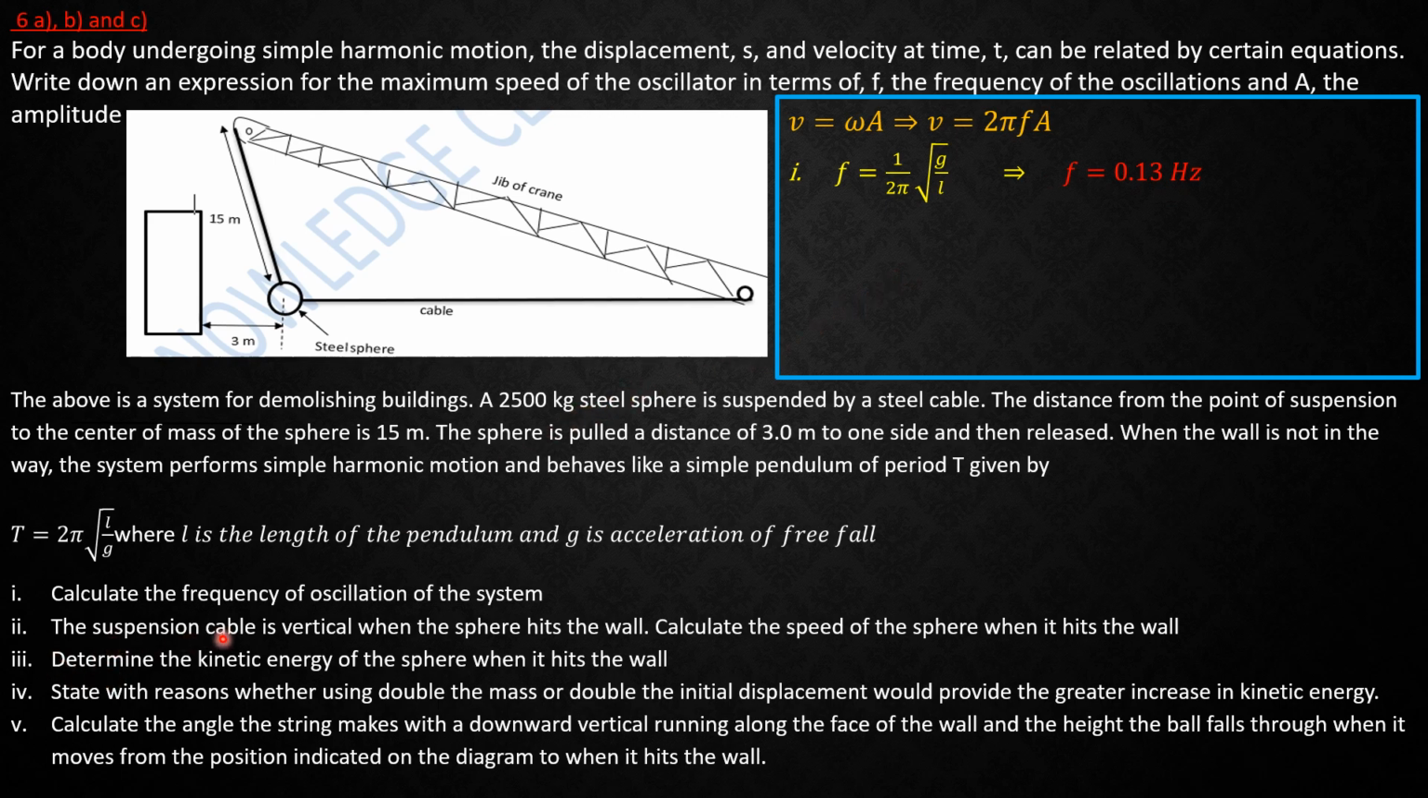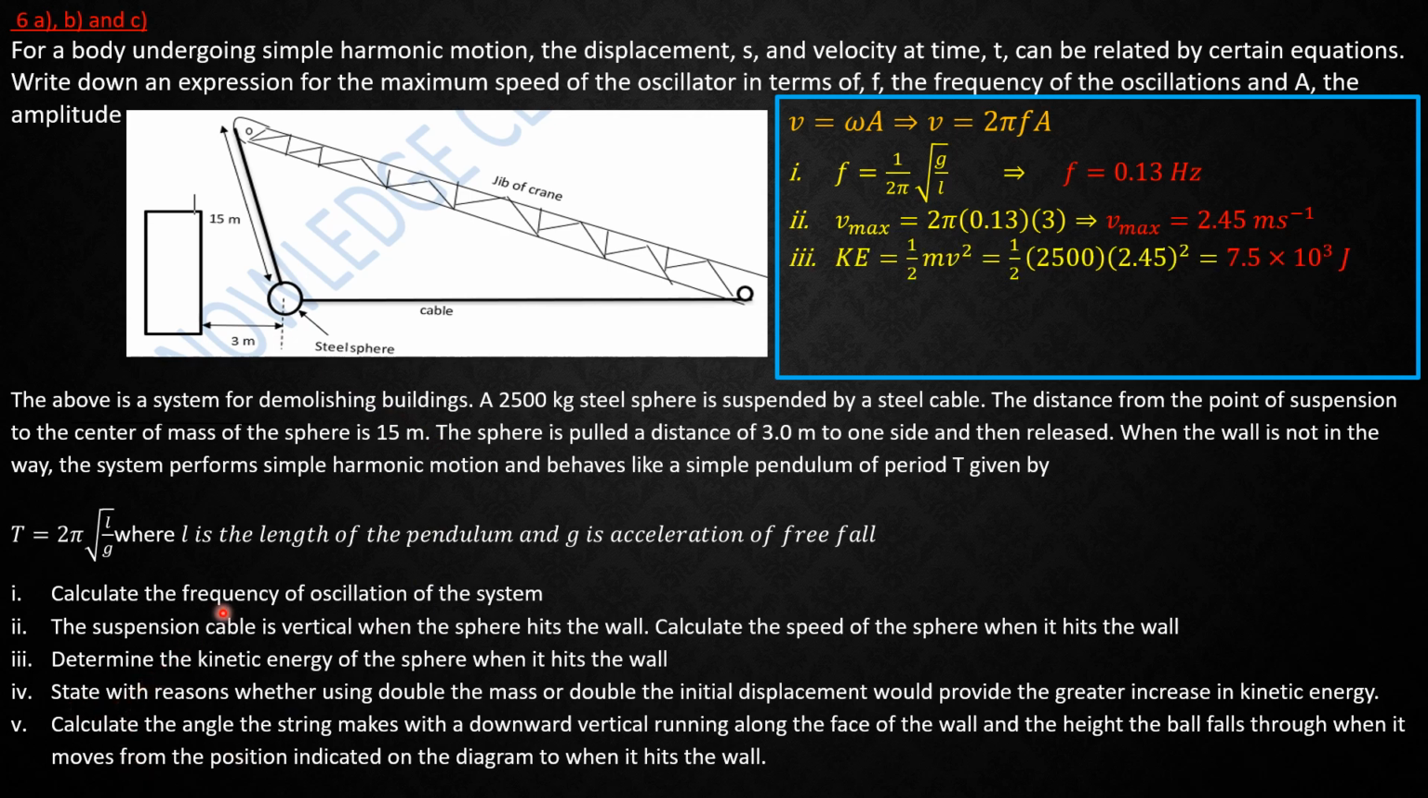Roman 2 says that the suspension cable is vertical when the sphere hits the wall. Calculate the speed of the sphere when it hits the wall. If the suspension cable becomes vertical when it hits the wall, it means the wall aligns with the equilibrium position of this system. So we have the maximum possible speed at this point, which is 2 pi f a, remember from above. Our f is this, and our a, the amplitude of oscillation, is this distance. This is the maximum possible displacement. Then it swings back to the equilibrium position and has to cover this distance, so that's why we call it our amplitude. That gives us 2.45 meters per second.